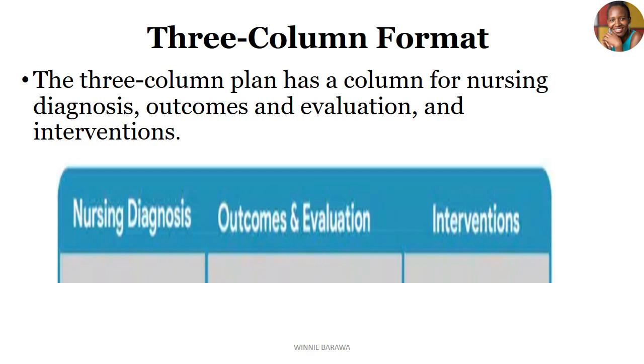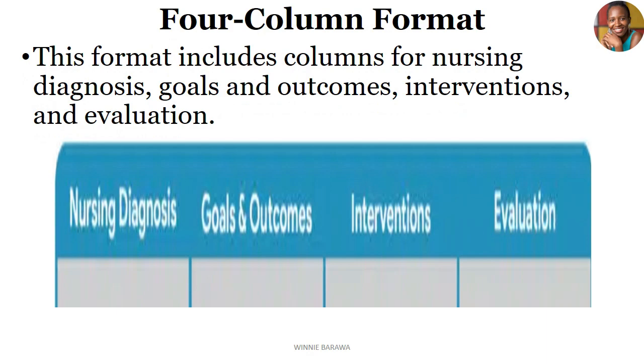Then the next one is the 4-column format. This 4-column format includes the columns for nursing diagnosis, goals and outcomes, interventions, and evaluation. So I want you to understand what they have done here. They've only added the evaluation column, but the rest remains. In short, it's telling you nursing diagnosis, goals and planning, and interventions are key basic parts of a nursing care plan. You cannot ignore that.